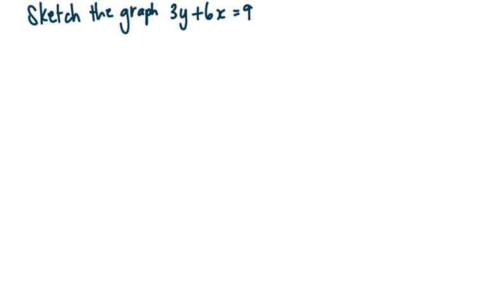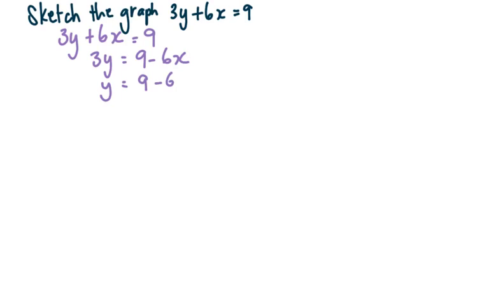Sometimes you are given an equation that's not in the form of y equals mx plus c. So you might need to rearrange the formula so that you're able to draw the graph a bit more accurately. So that's what we're going to do here. So we've got 3y plus 6x equals 9. So first I'm going to move over my 6x, and then my 3. I'm going to simplify.